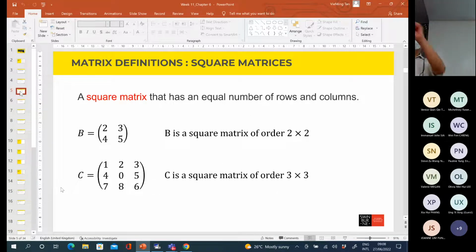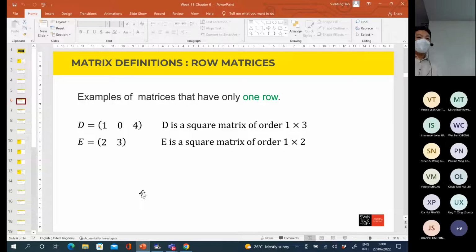If the number of rows and number of columns for a certain matrix is equal, same number of rows and same number of columns, then we can name this matrix a square matrix. An example of a square matrix is matrix B, where the number of rows and number of columns are both equal to 2. So this is a 2 multiplied by 2 order of matrix. Another example is matrix C. How many rows altogether? 1, 2, 3, 3 rows. And how many columns? 1, 2, 3. Because the number of rows and columns are the same, we name this matrix a square matrix.